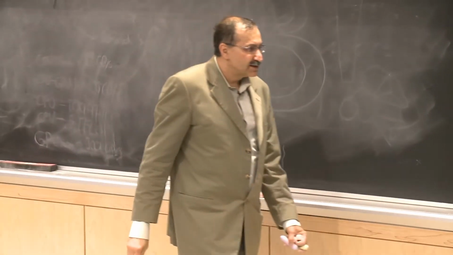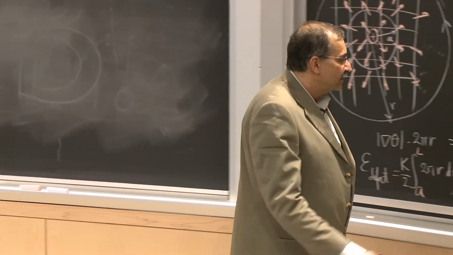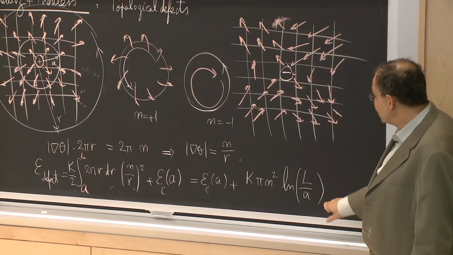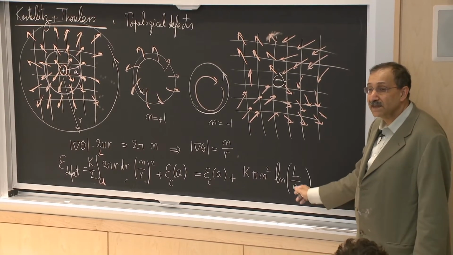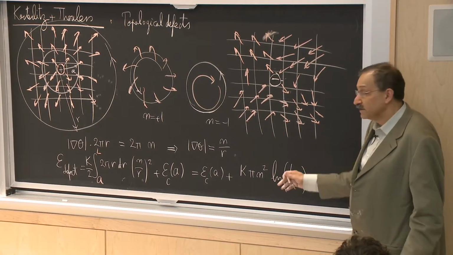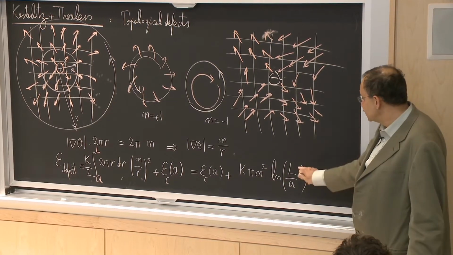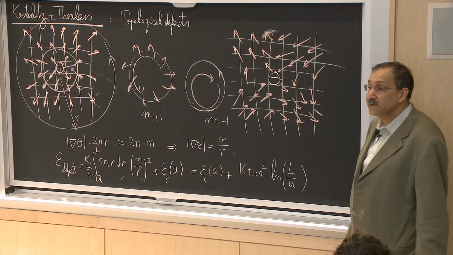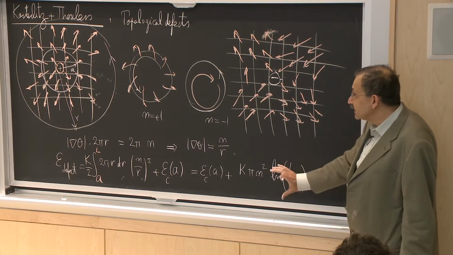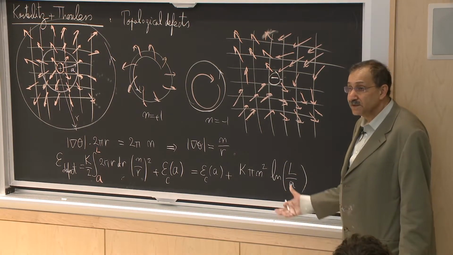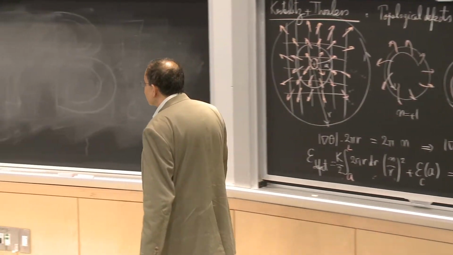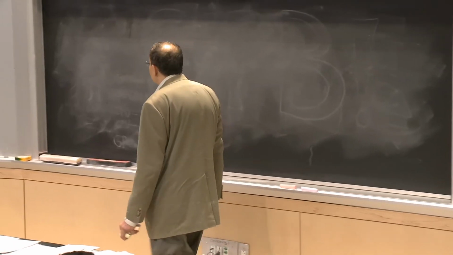So you can see that creating one of these defects is hugely expensive in energy, and as your system becomes bigger and bigger, and we are thinking about infinite size systems, it is logarithmically large. So you would say these things will never occur because they cost an infinite amount of energy. Well, the thing is that entropy is also important.